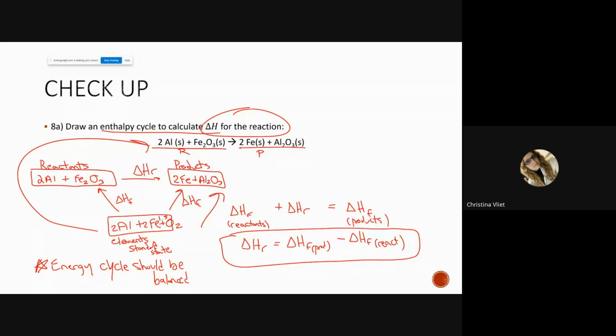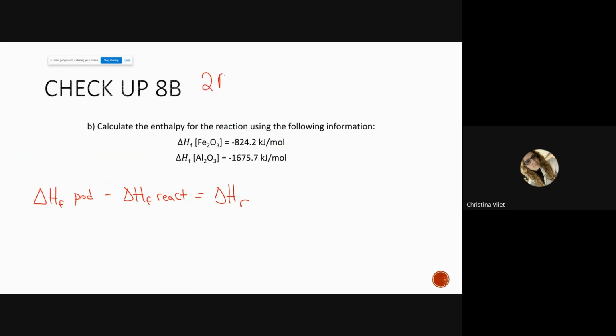So I'm going to rewrite it at the top here. It was 2 aluminum plus Fe2O3 goes to 2Fe plus Al2O3. Okay. So, by far the easiest way to do this, and first of all, I want to bring up, enthalpies of formation are given in what units? kJ per mole. How many moles? 1.